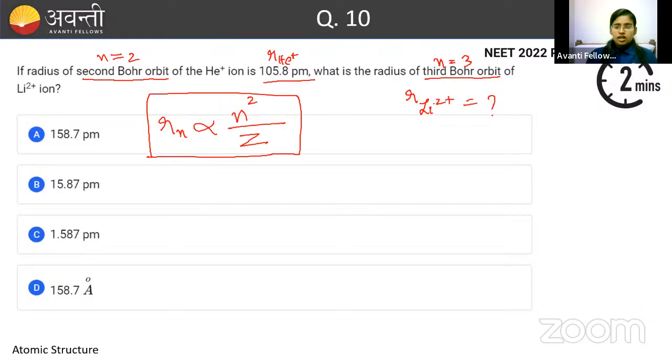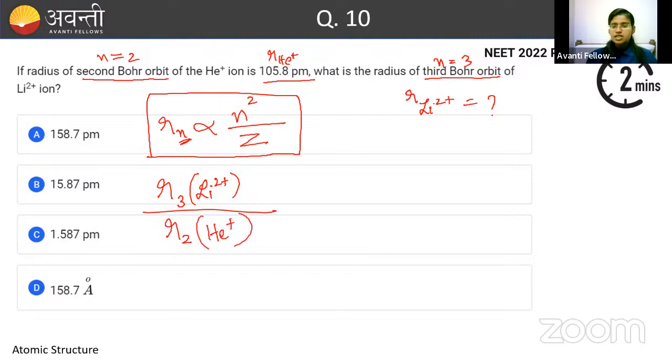Now, for lithium 2 plus, the n value is equal to 3, and for helium plus the n value is equal to 2. What is the relationship? R and n are directly proportional, but R and Z are inversely proportional. Z is nothing but the atomic number. The atomic number for lithium is 3 and for helium it is 2. You just need to keep this in your mind.